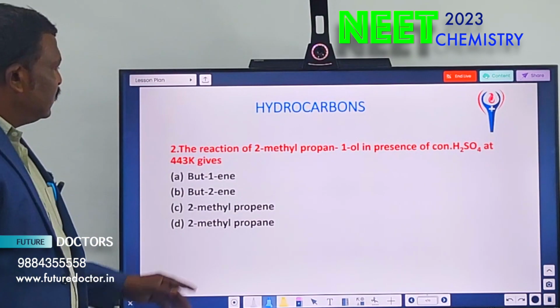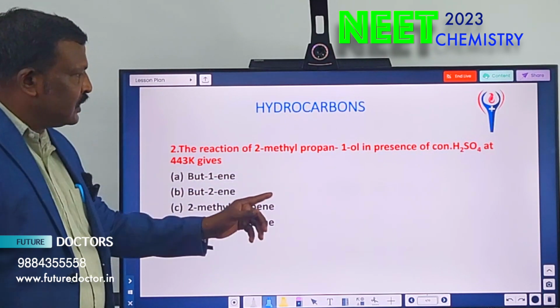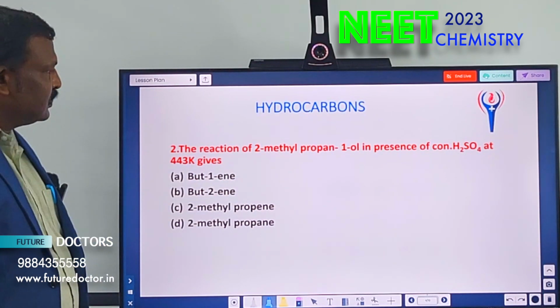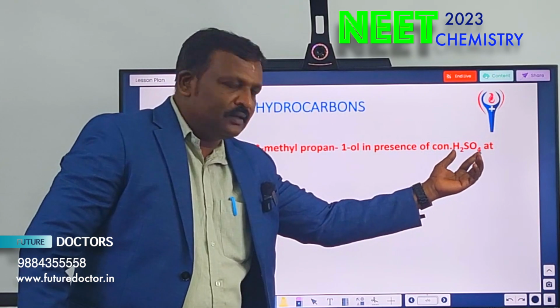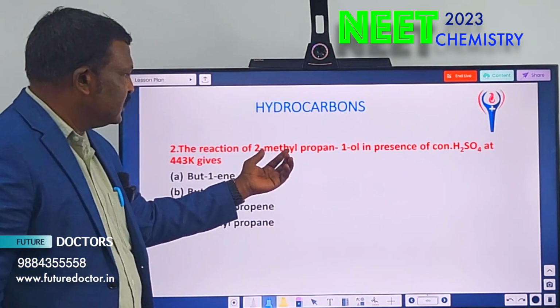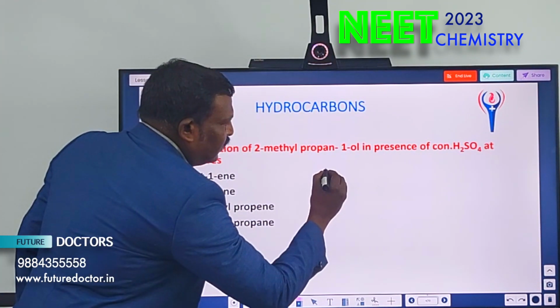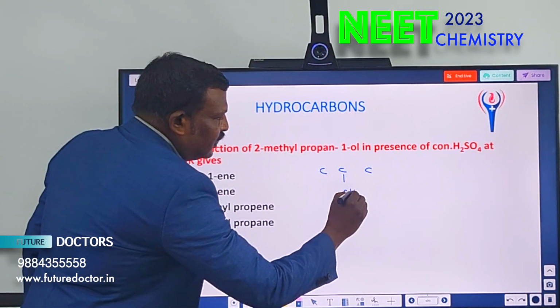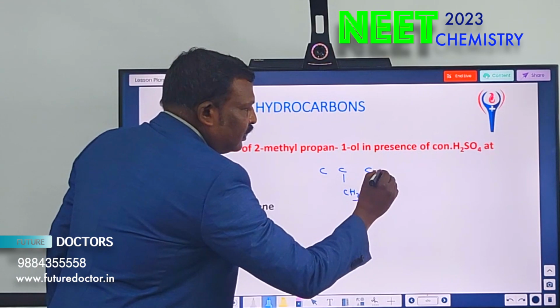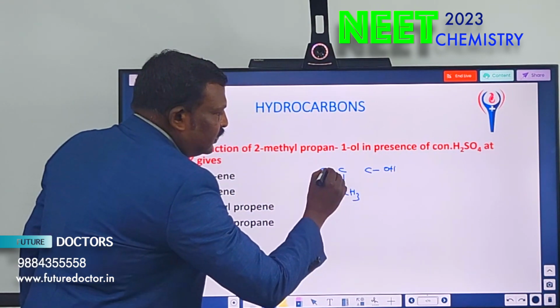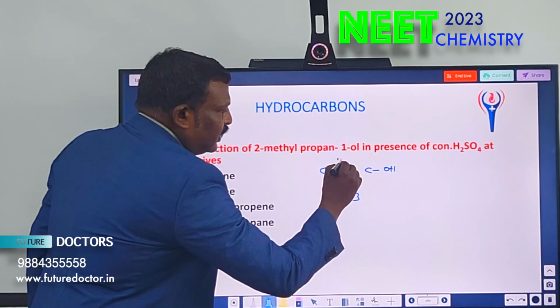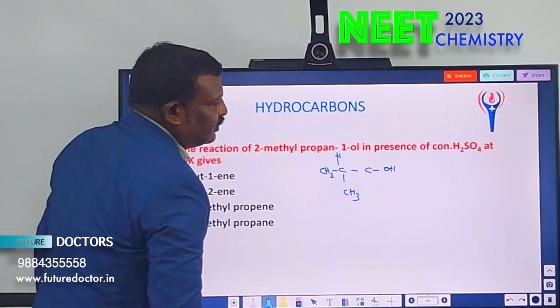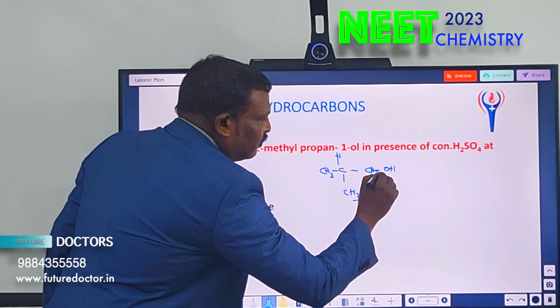Next one. Second one: the reaction of 2-methyl propan-1-ol in presence of concentrated sulfuric acid at 443 Kelvin gives. You know that it's a dehydrating agent that removes a water molecule. So first you write 2-methyl propan-1-ol. Propan means 3 carbons. 2-methyl means the second carbon has a methyl group. Propan-1-ol means the first carbon has OH. The remaining you can fill by hydrogen. You know that CH3. Here I put H. That's all. Here also you have to balance by carbon.